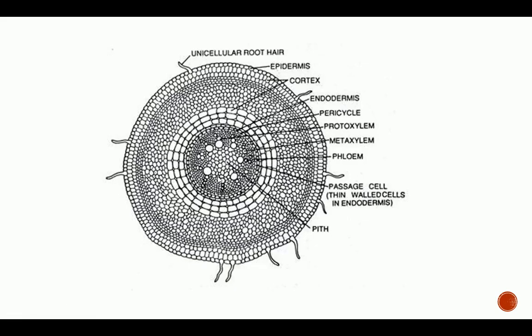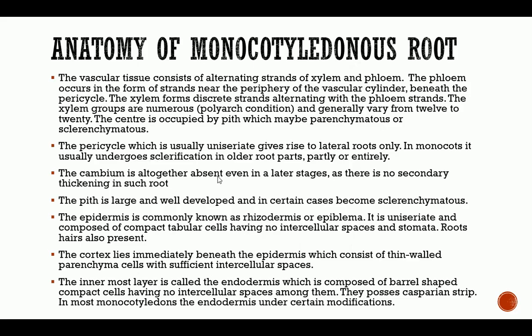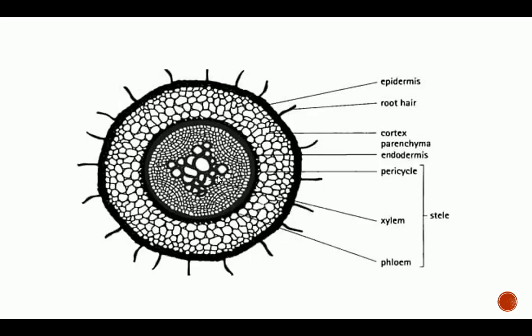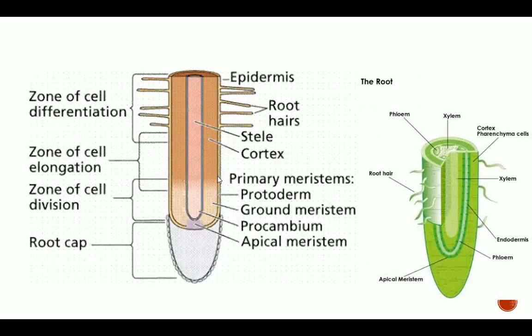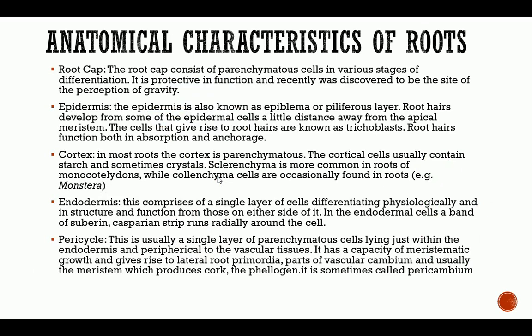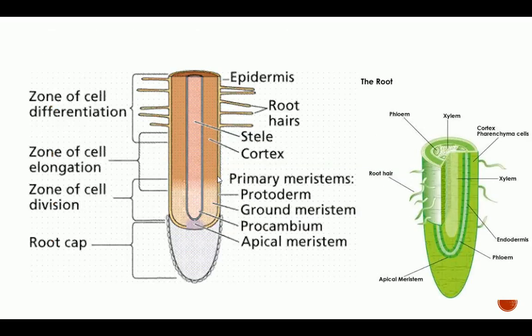Okay, so that's all for the roots. This lecture 10 series comes to an end here. Kindly observe the differences noted between the monocot and the dicot roots. Kindly observe the characteristics of the root and the anatomy of the root. Okay, so we'll see you in the next class. Thank you.